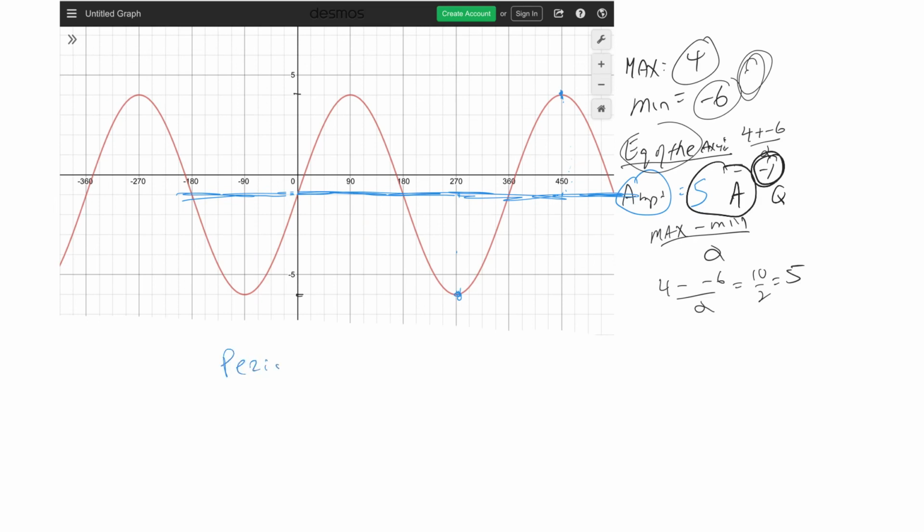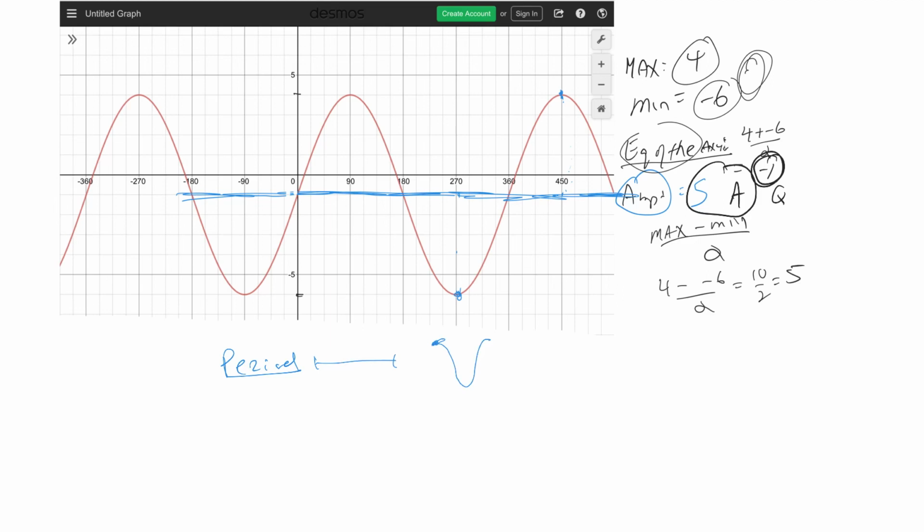So remember what I said, period? Period is the horizontal distance of one cycle. So this is where you have to sort of pick, what do you want to work with? Do you want to work with sine or cosine? So let's start off with cosine. Cosine, if you recall, starts off as max, min, and max.